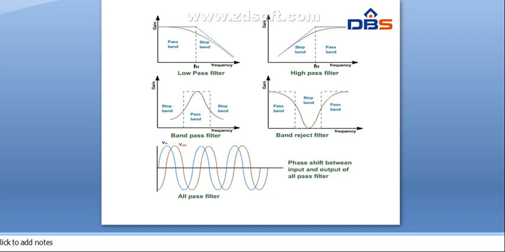At frequency f equal to fc, the practical characteristics show a notch, and that's why this filter is called a notch filter. Observe in the waveform, at f equal to fc, the characteristics show a notch. So that's why this filter is also called a notch filter.